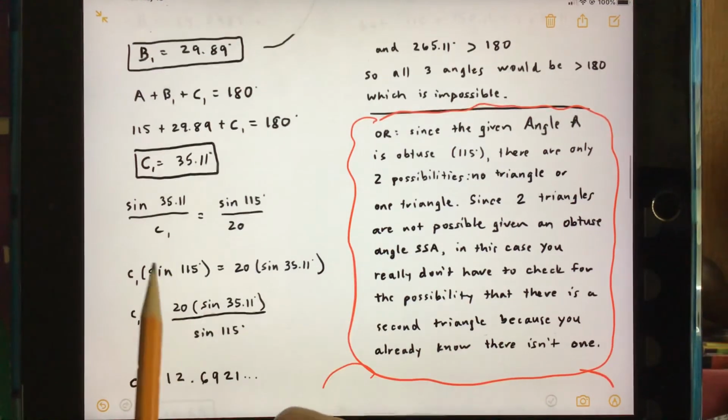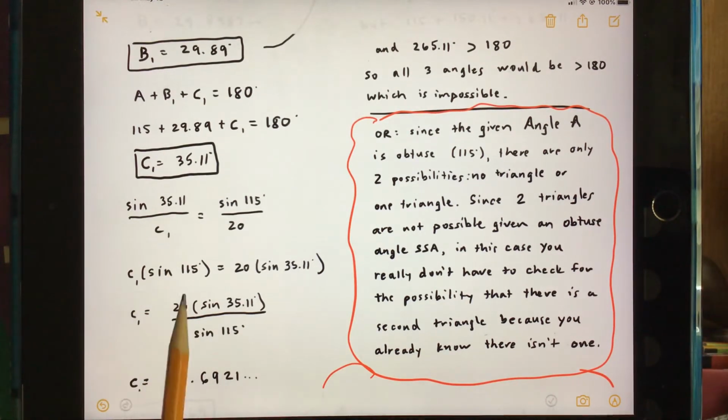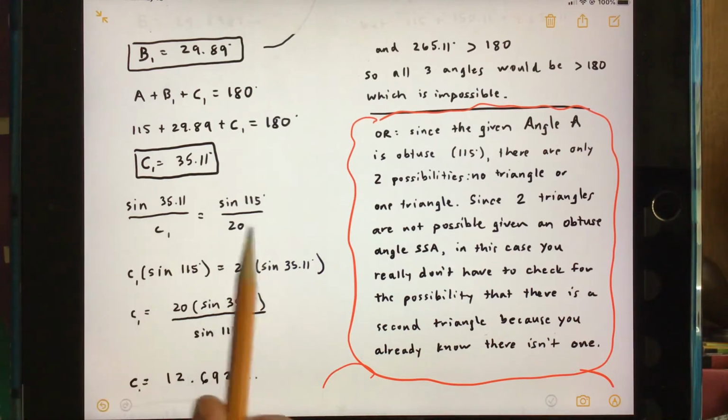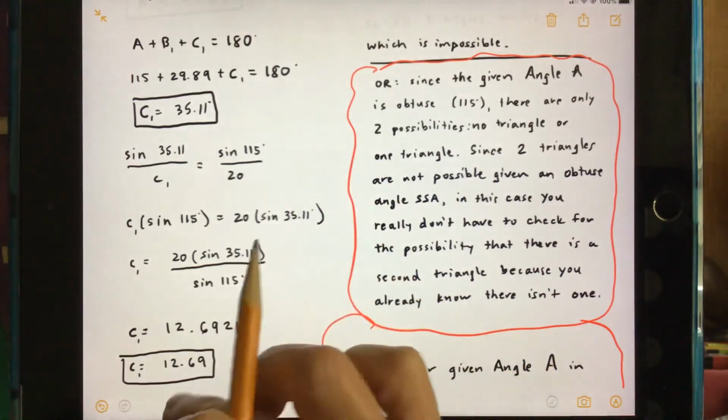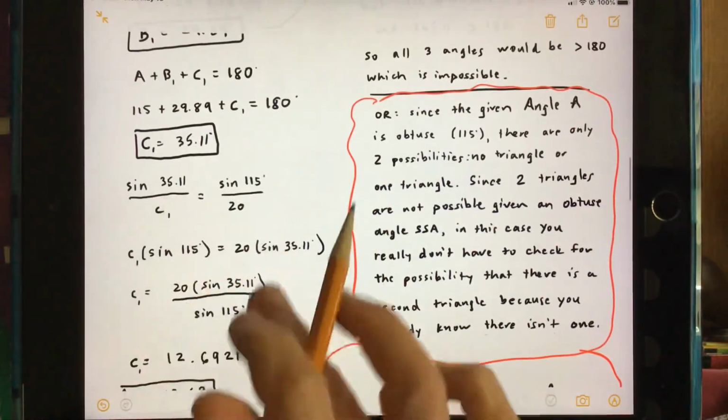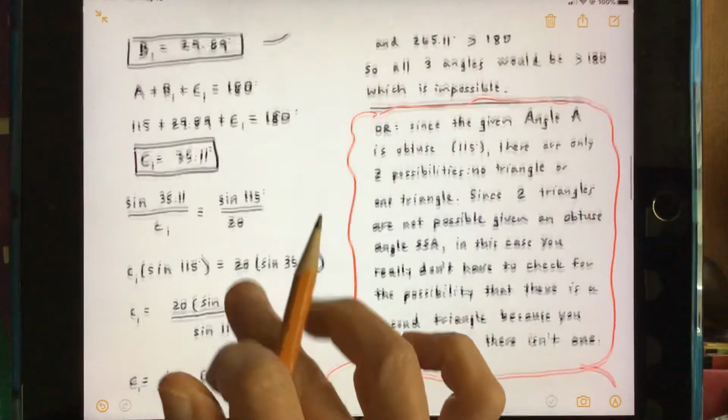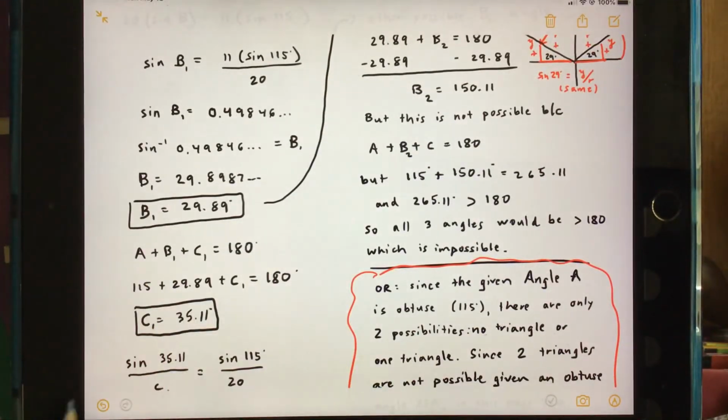And then I'm going to solve for C1. So C1 times my sine of 115 degrees, using our cross products, equals 20 times the sine of 35.11. C1 then is going to be whatever my calculator tells me all this is. It tells me it's 12.6921, which I round off to 12.69. Okay, so I've solved my first triangle. I know my angle C1, I know my side length C1, and I know my B1. Those are the unknown measurements.